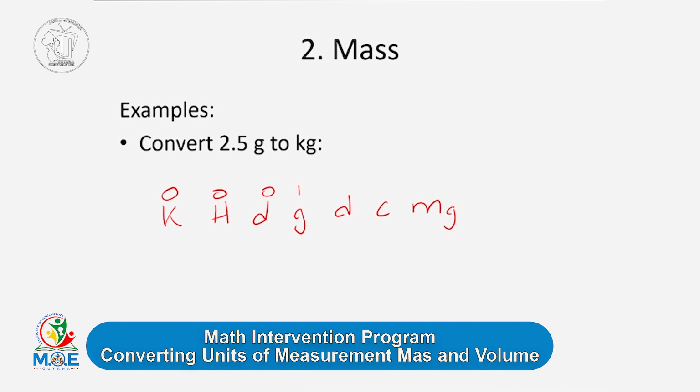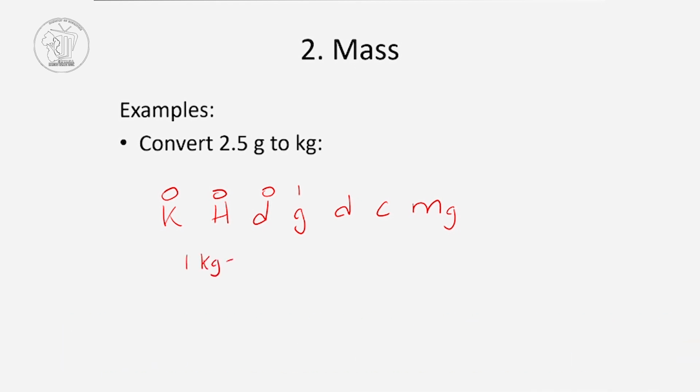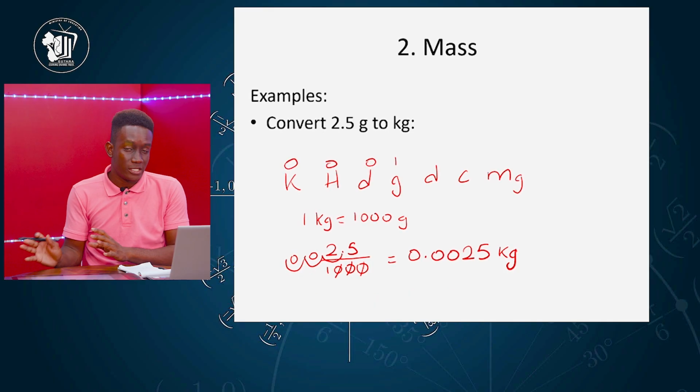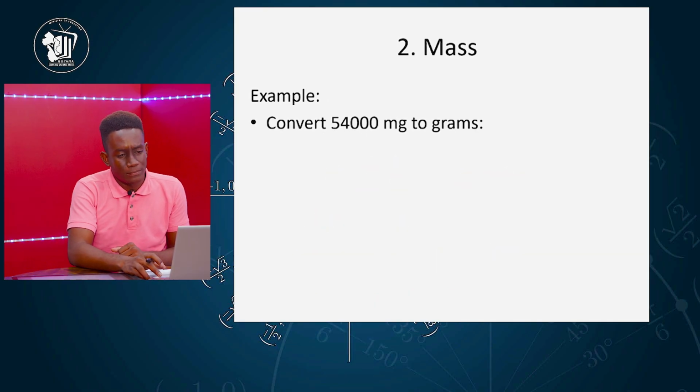So we can say 1 kg is equal to 1000 grams. So 2.5 divided by 1000 would be, because it's back to the front, this 0 carries the point back here, this 0 carried back here, this 0 carried back here. So we put zeros here. So this will be equal to 0.0025 kg. And that is how we convert 2.5 grams to kg. Let's continue with another example.